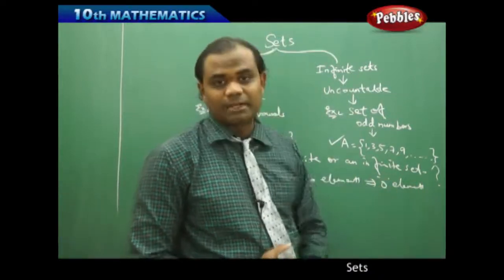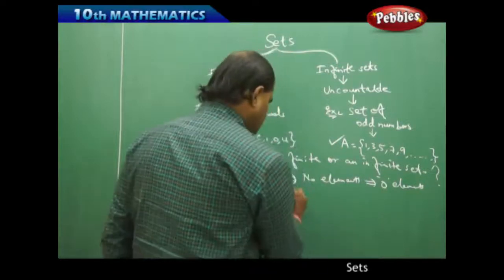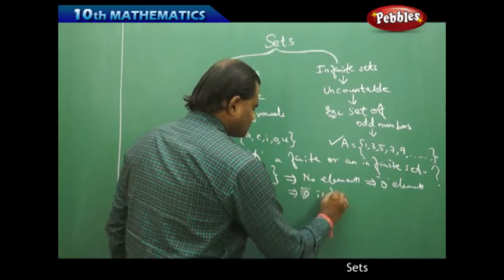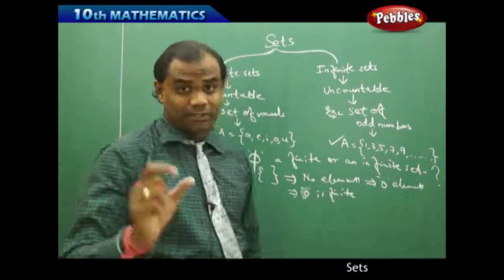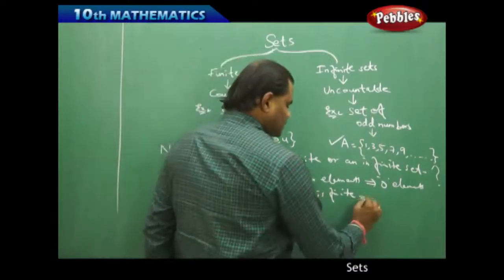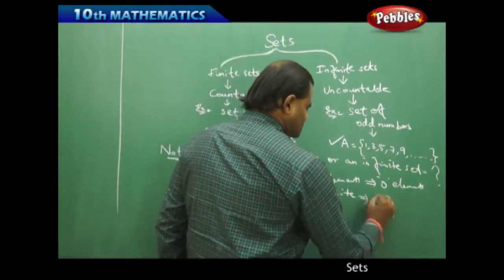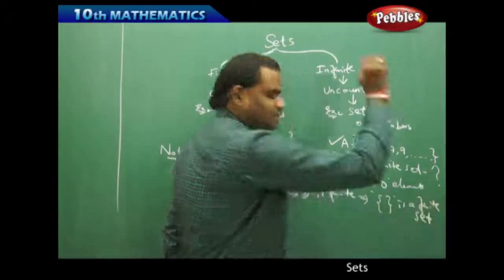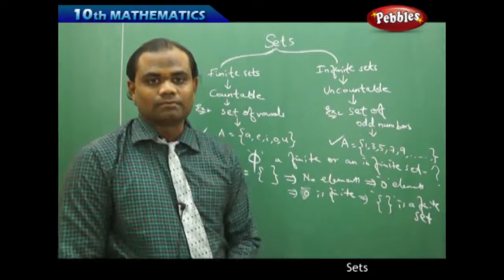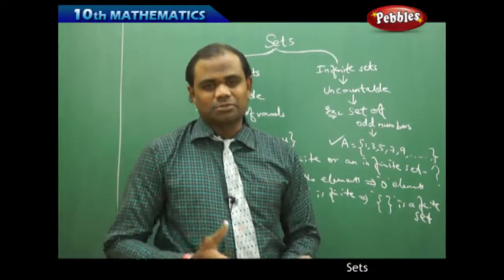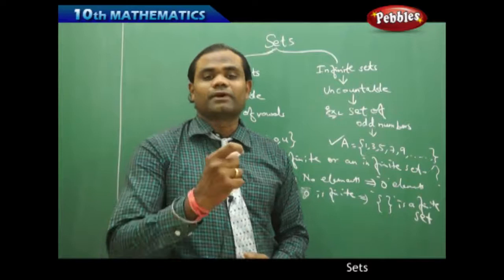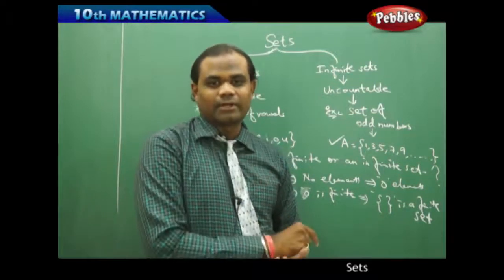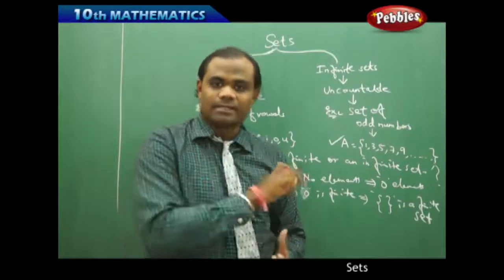So when there are 0 elements, 0 is a finite number. That implies 0 is finite. 0 is referred to as a finite value. That implies this is a finite set, is how we conclude. So if I want to identify the set to be finite or infinite, I identify the number of elements inside the set. If the number is finite, the whole set is finite. If the number is infinite, the whole set is infinite.